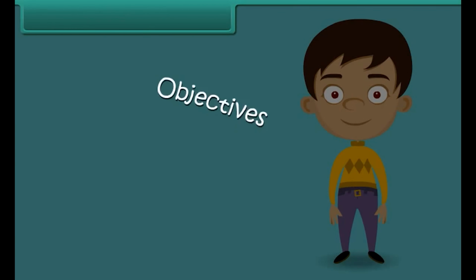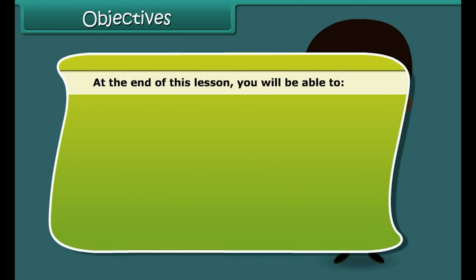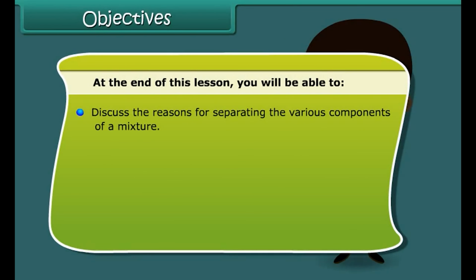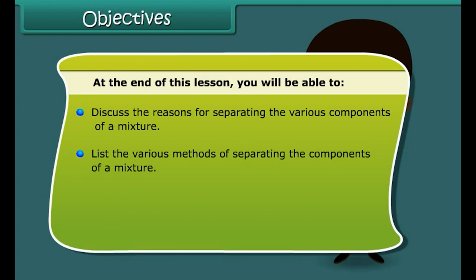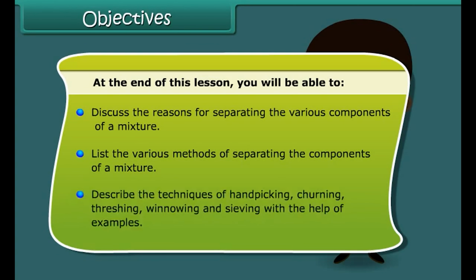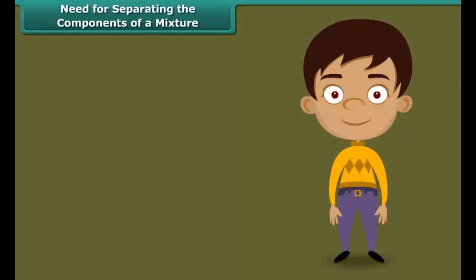Objectives. At the end of this lesson, you'll be able to discuss the reasons for separating the various components of a mixture, list the various methods of separating the components of a mixture, describe the techniques of handpicking, churning, threshing, winnowing, and sieving with the help of examples.